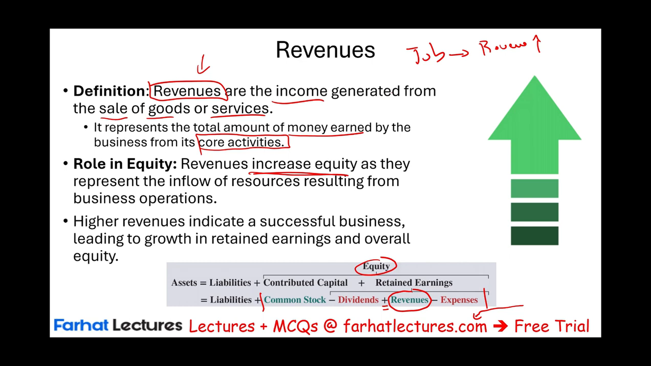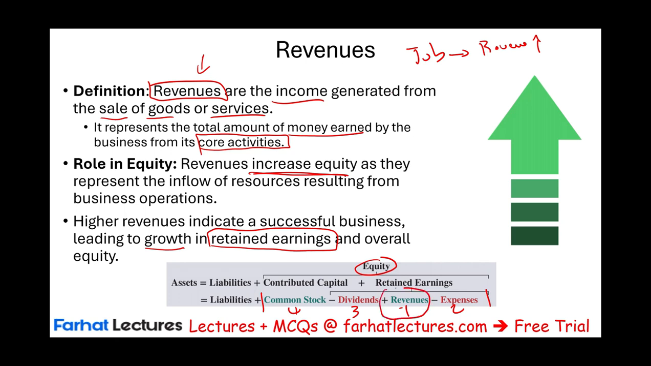So higher revenue indicates a successful business, leading to growth in retained earnings and overall equity. Now don't worry about retained earnings. We're going to define retained earnings shortly, because notice here, we're going to have revenues, expenses, and dividend, and that's going to be under retained earnings. But for now, let's start at the bottom. The four components of equity are revenues, expenses, dividend, and common stock.